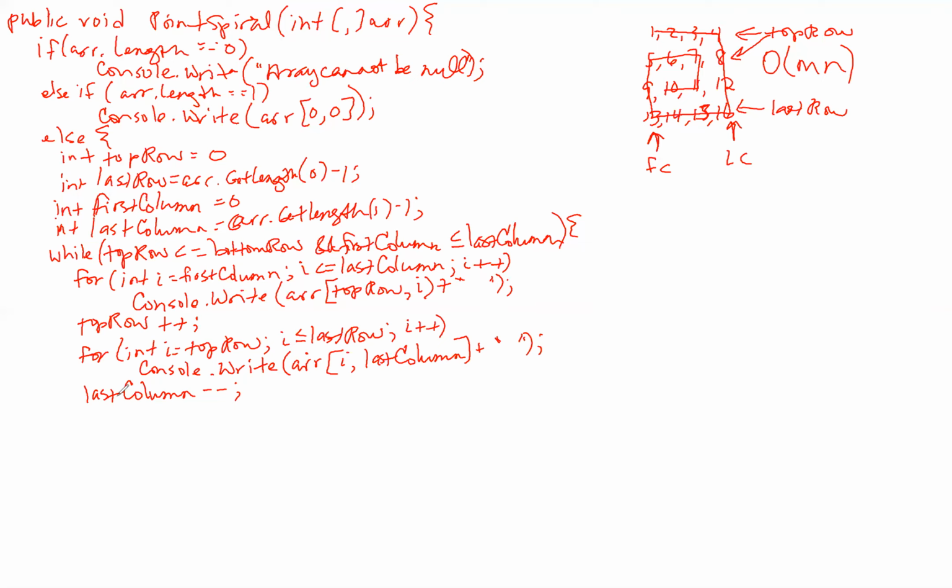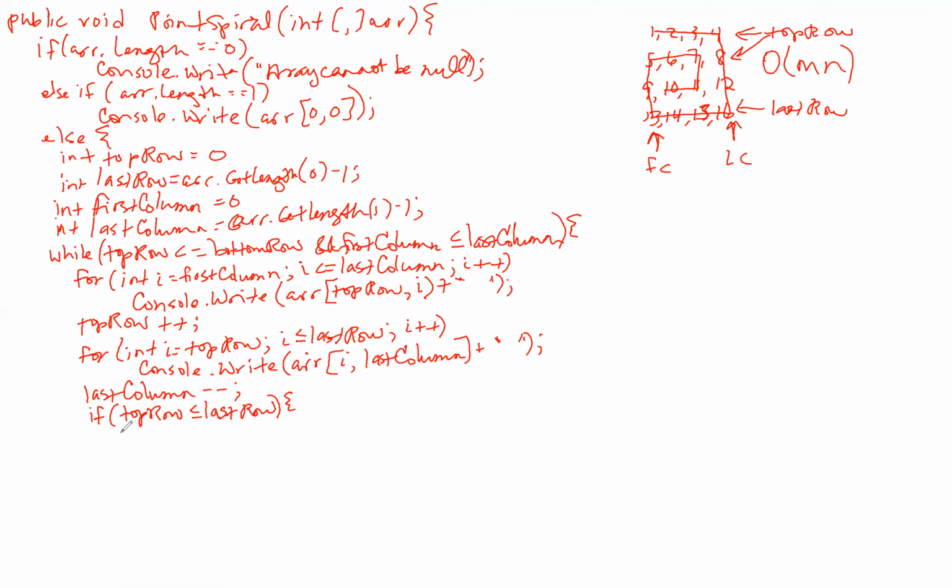So as long as top row is less than or equal to the last row, then we know that we can go ahead and traverse. If we don't test for that, it's not going to work properly. It might work properly if it's a 4 by 4 or a perfect array, but if it's not symmetrical, then it wouldn't work.